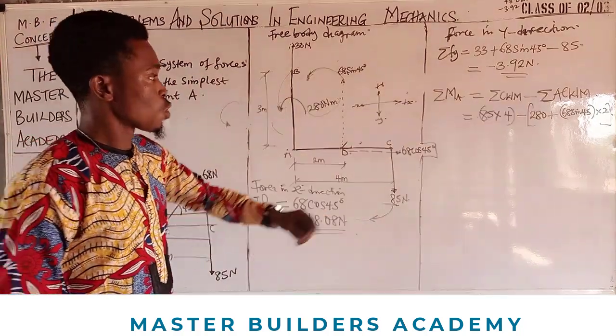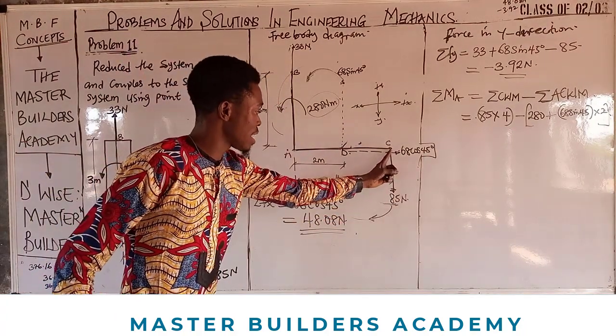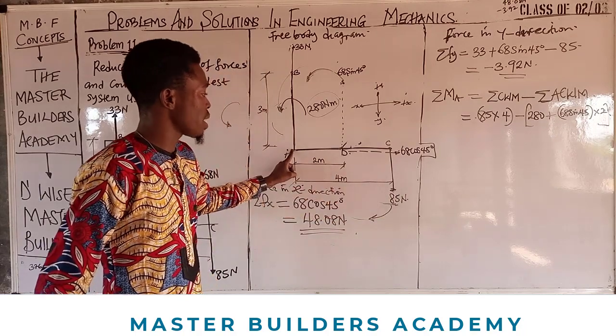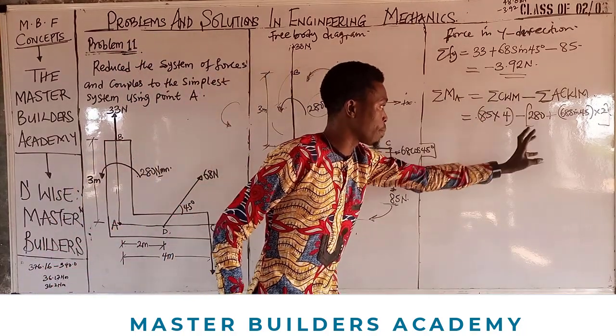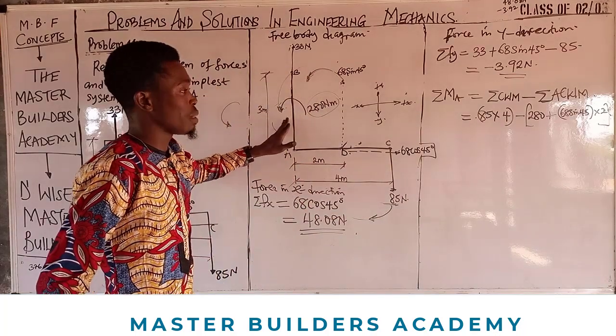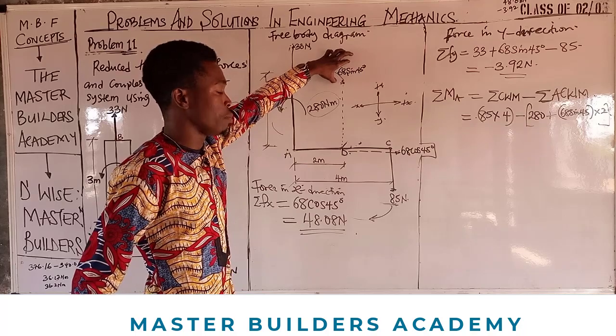So this is clockwise multiplied by the distance this force is away from A, which is 4. Then minus, which is this negative sign, open a bracket. This is the first anti-clockwise moment, put it down. Plus, this is another anti-clockwise moment, put it down.